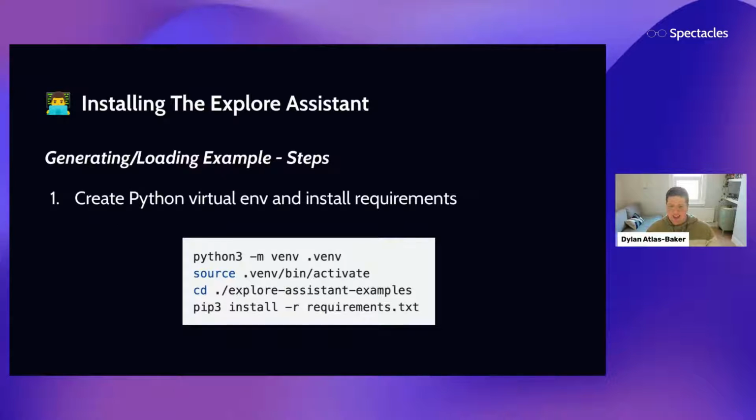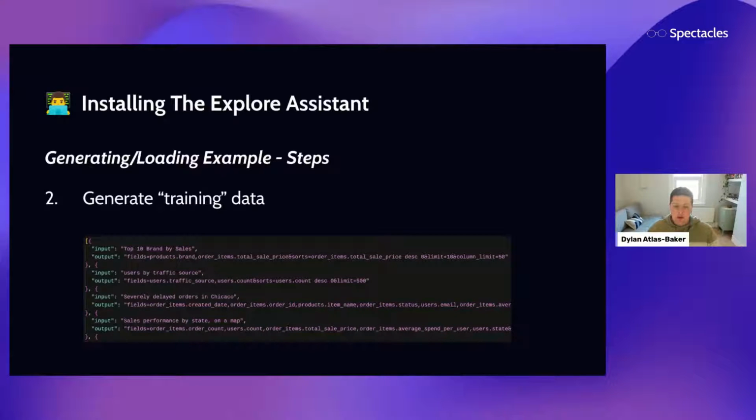Generating a virtual environment and installing the requirements looks like this. Again, this is a screenshot from the docs. You can grab these directly out of the documentation itself from the GitHub repo, but what you'll have then is all of the requirements from the requirements.txt file that will be available on your machine. And then we generate the training data.